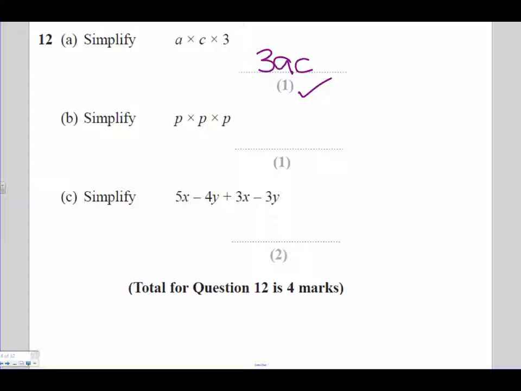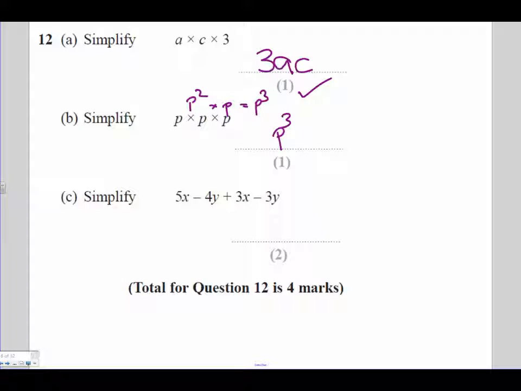Simplify P times P times P. Well, P times P would be P squared, and then because we're multiplying it by P again, it would be P cubed. So P cubed is the same as P times P times P.